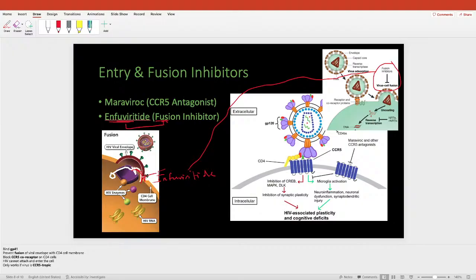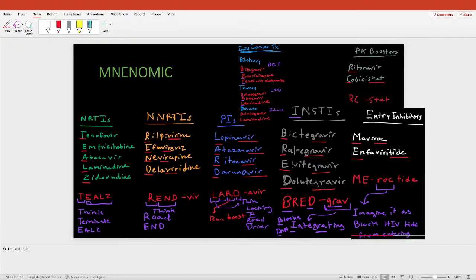I drew it out here, and hopefully all three of these diagrams help you see the big picture of the entry and fusion inhibitors. And then here, finally, since we already completed all of these classes, this is my little special chart that I made using the previous shorts, showing a breakdown of some of the mnemonics you could use while studying for the exam.